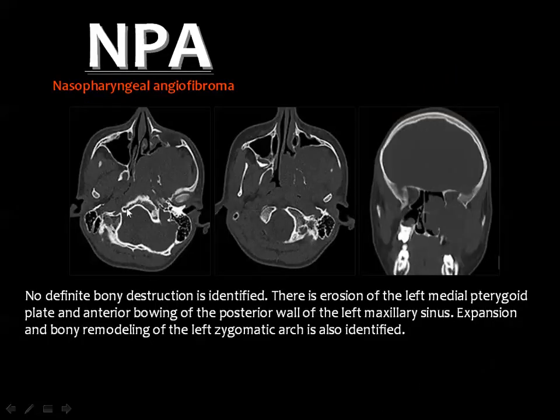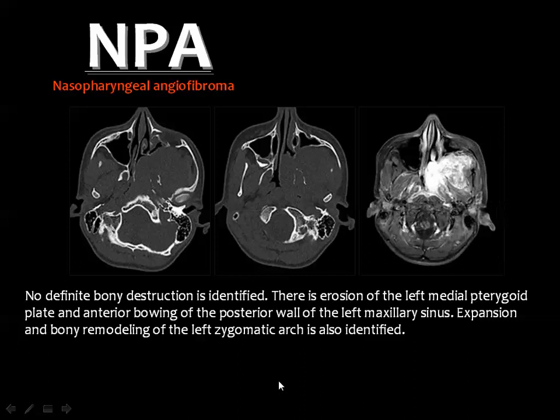Here is also another example of a nasopharyngeal angiofibroma extending into the pterygopalatine fossa, then into the infratemporal fossa, and in the coronal plane, you can see part of the tumor is located in the sphenoid sinus.